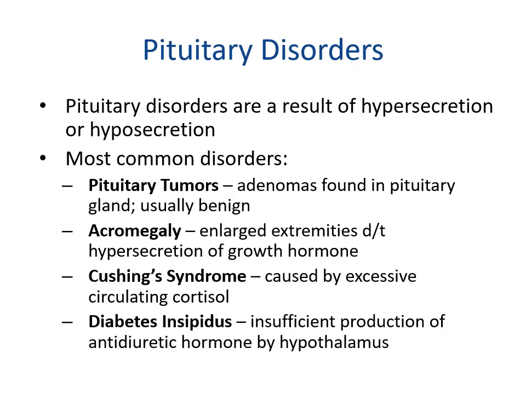Looking at pituitary disorders, so pituitary disorders are a result of a hypersecretion or hyposecretion. The most common disorders include pituitary tumors or adenomas found in the pituitary gland, which are usually benign, acromegaly, which is enlarged extremities due to hypersecretion of growth hormone, Cushing's syndrome, which is caused by excessive circulating cortisol, and diabetes insipidus, which is an insufficient production of antidiuretic hormone by the hypothalamus.